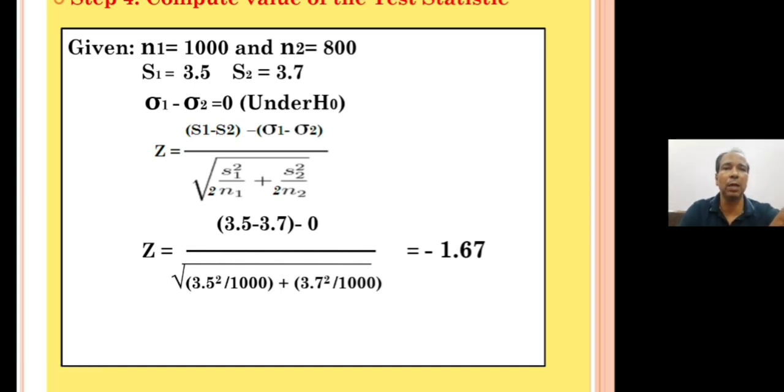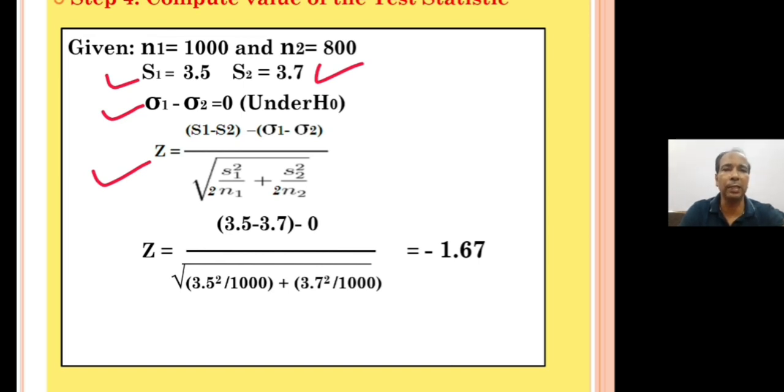Under the null hypothesis, sigma 1 minus sigma 2 becomes 0. The standard deviation of sample 1 is 3.5, and the standard deviation of sample 2 is 3.7. Now the Z statistic equals S1 minus S2 minus (sigma 1 minus sigma 2), upon the square root of S1 squared upon 2n1 plus S2 squared upon 2n2, since S1 and S2 are given.